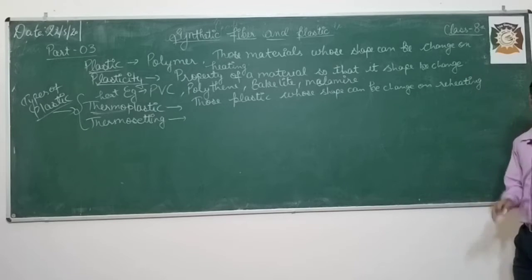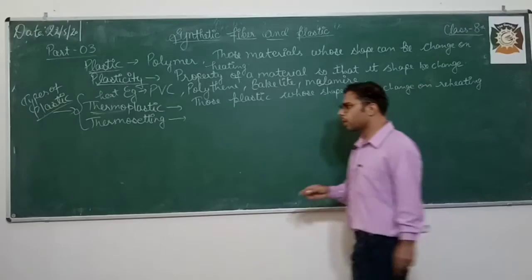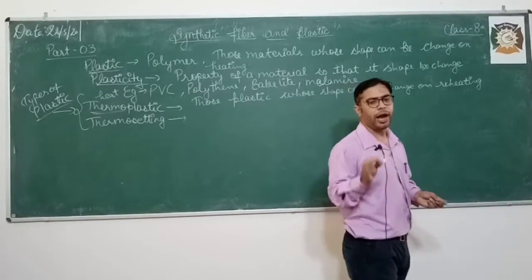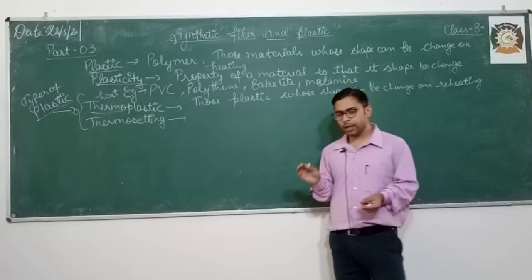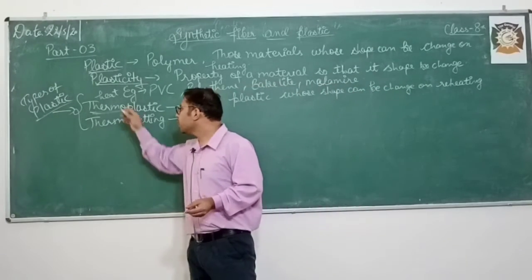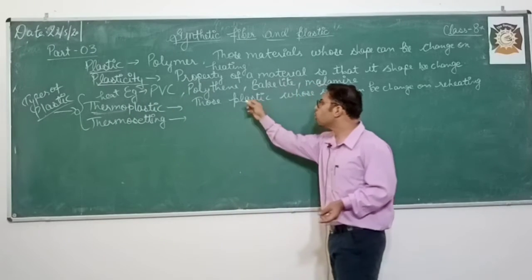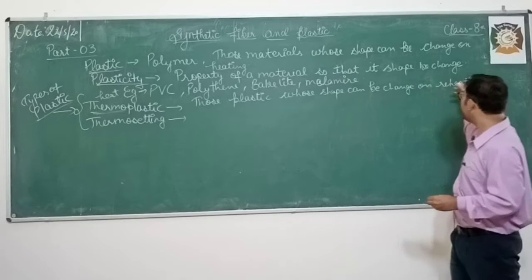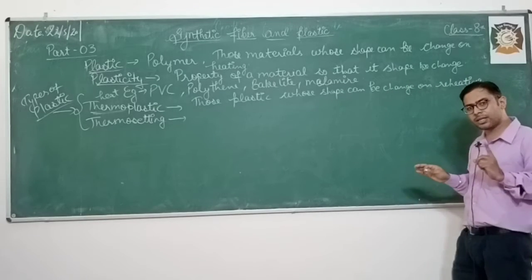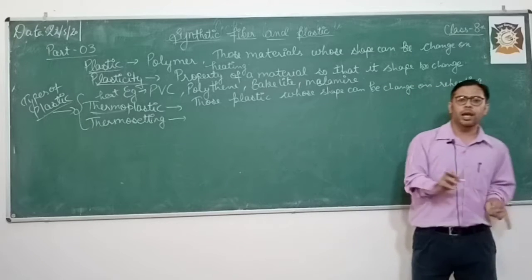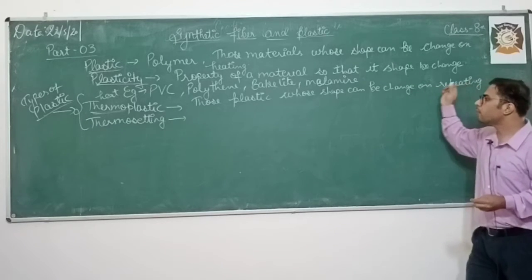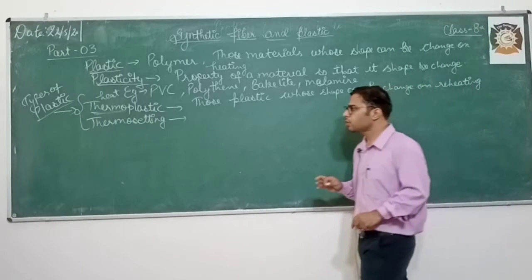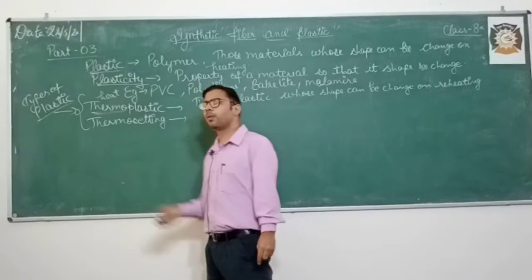Understand, students? Once more I will explain this point. What is thermoplastic? Thermoplastic is that plastic which becomes soft on heating and on cooling it becomes hard. Or in another way, thermoplastic is that type of plastic whose shape can be changed again and again on reheating. Reheating means once heating is done, we cool it, and if we heat again, its shape can be changed again. This type of plastic is known as thermoplastic.